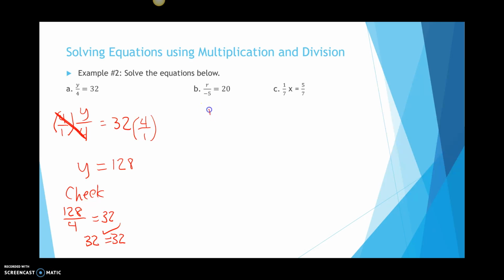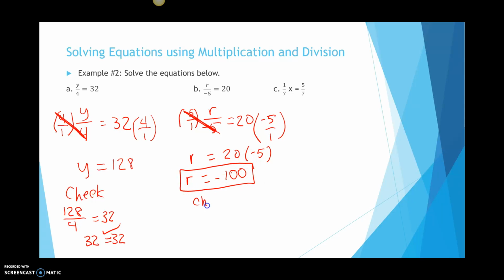Solving for b, we have r over negative 5 equals 20. We're solving for r, meaning we need to isolate that variable, getting it by itself. So we're going to multiply the left side by negative 5 over 1, multiply the right side by negative 5 over 1. On the left side, the 5's will cancel, leaving me with r equals 20 times negative 5. You can think of that as 20 times negative 5. And that's going to give me r equals negative 100.